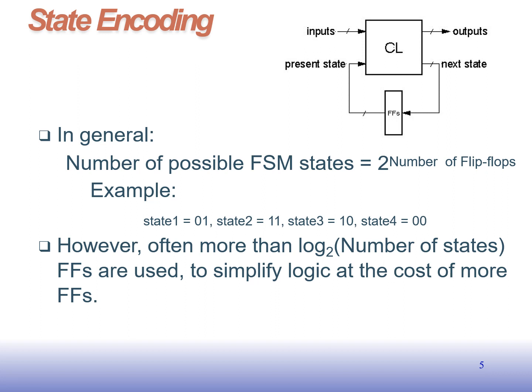Now, what is state encoding? State encoding is how the states are encoded. If there are 4 states, each state has to be represented with 2 bits, since 2 power 2 is 4. Similarly, 8 states need 3 bits, since 2 power 3 is 8. So the formula is logarithmic in the number of states. Flip-flops are used to simplify the logic at the cost of more flip-flops.